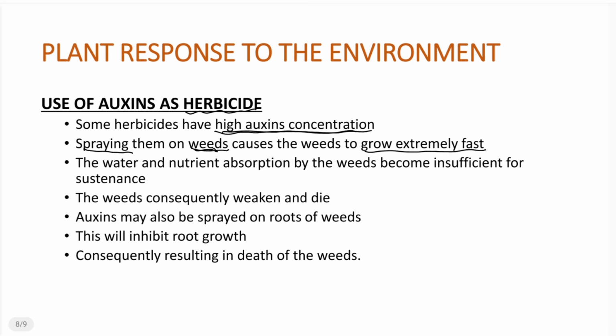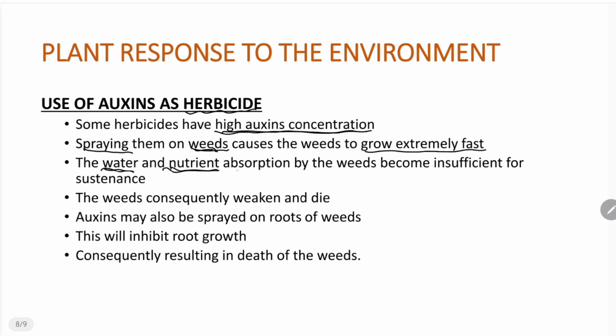But because the plant grows extremely fast, that is going to represent a problem. Why is it going to represent a problem? Because the amount of water as well as the nutrients that the plant is going to be able to absorb will be insufficient in order to sustain that particular plant, right? So there's going to be a shortage in terms of water and nutrients in order for that particular plant to continue to live. This is simply because it has grown extremely fast due to the addition of these auxins as herbicides, right? So the uptake of water as well as the nutrients is going to be insufficient.